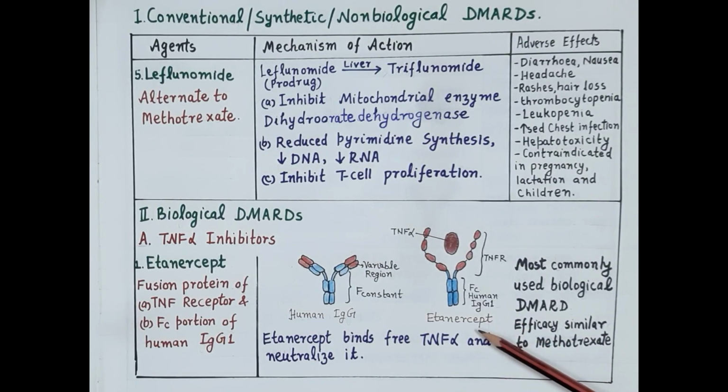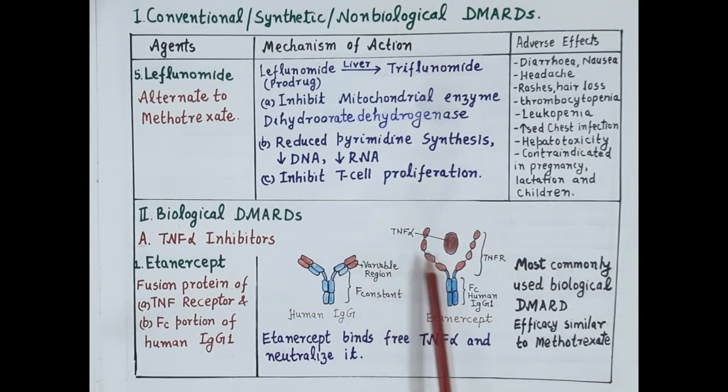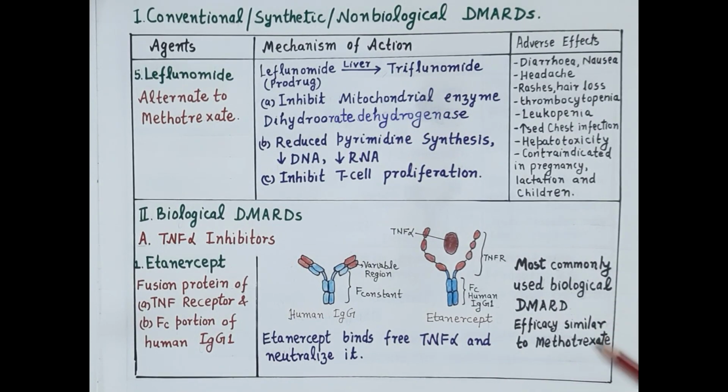Now, this drug etanercept binds free tumor necrotic factor alpha and neutralizes it, and thereby blocks the action of tumor necrotic factor alpha. And this is how etanercept produces anti-inflammatory and immunosuppressant effect. Now, etanercept is the most commonly used biological DMARD, and its efficacy is similar to methotrexate.